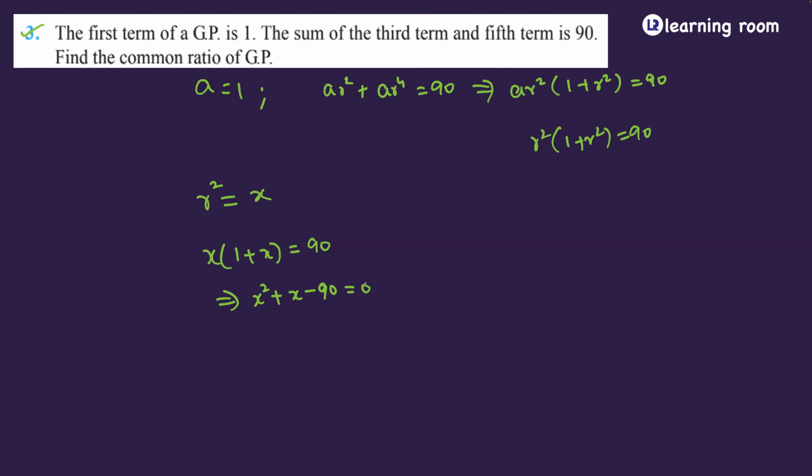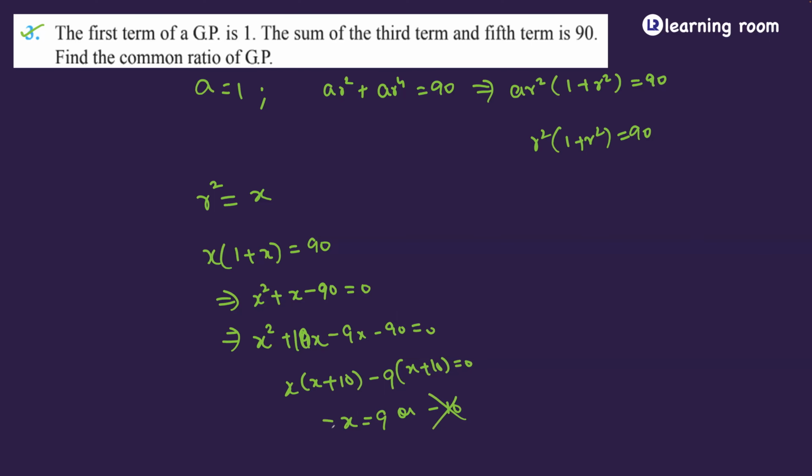So how can I split 90? 10 into 9. So you can write x square plus 10x minus 9x minus 90 is 0. So x into x plus 10 minus 9 into x plus 10 is equal to 0. So x is equal to 9 or minus 10. See, minus 10 is not possible because x is actually r square. So r square cannot be negative. So r square is 9 means r can either be plus or minus 3.